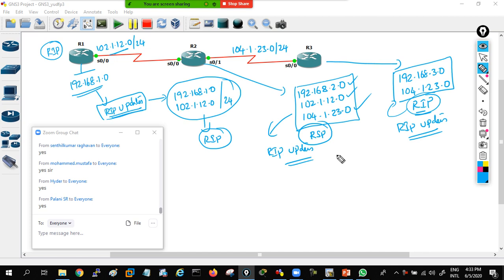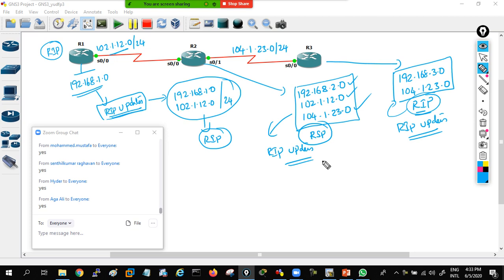Is it clear, everybody? Say, as per R3. Now R1, R2 and R3, what did they do? They advertised their networks into RIP. Everybody here is talking the same language, which is RIP. Because RIP is a protocol they use to talk to each other, right? So they advertised whatever networks they know into the RIP protocol.